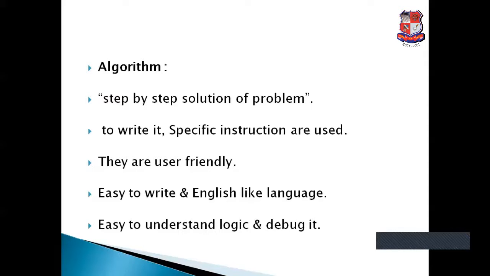From that, the first one is algorithm. Okay, simply, an algorithm is known as a step-by-step solution of a problem. If you are writing in English a step-by-step solution of any kind of problem, then ultimately it is known as an algorithm. So the basic definition is that a step-by-step solution of a problem is an algorithm. To write an algorithm, you have to follow special instructions, or you can say specific instructions or special commands.